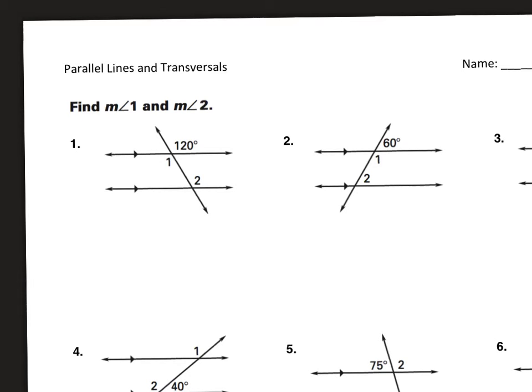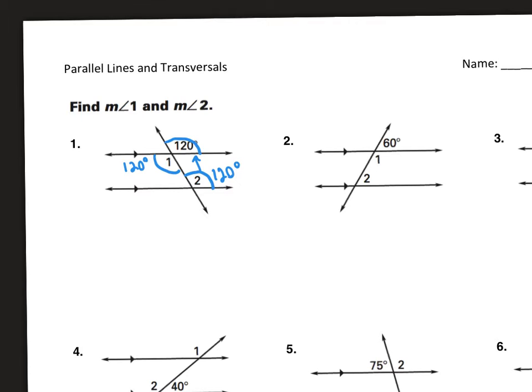So they give us the information of this angle being 120 degrees. Now, angle 1 is vertical to that angle, and vertical angles are congruent, so angle 1 will also be 120 degrees. And angle 2 down here corresponds with the 120 degree angle up there, so corresponding angles when the lines are parallel are congruent. This is also 120 degrees.